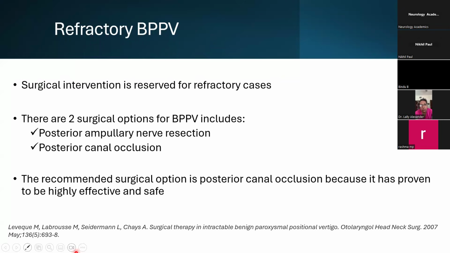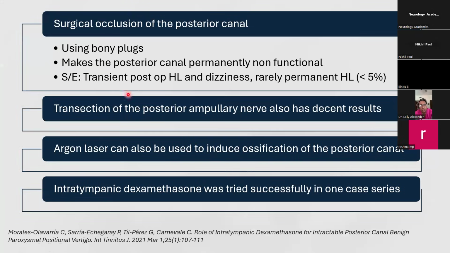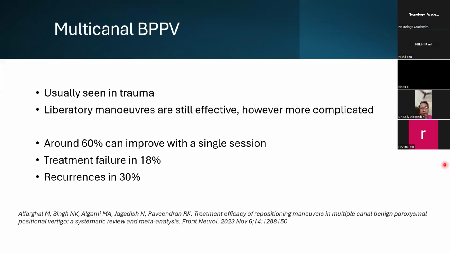And what to do in refractory BPPV? There are surgical options, but they are very, very rarely done, in less than 1% of cases. The options are surgical occlusion of the posterior canal using bony plugs. But the side effect is that we are making the posterior canal non-functional, and there can be post-op hearing loss and dizziness. Other options, again not routinely done, are the posterior ampullary nerve resection. Then newer things which have been tried are intratympanic dexamethasone and argon laser for ossification of the posterior canal. These are all being tried on a case-to-case basis only, not actually approved. They are the emerging options.